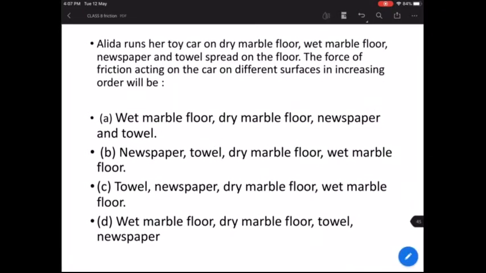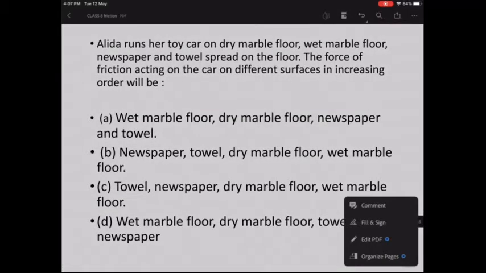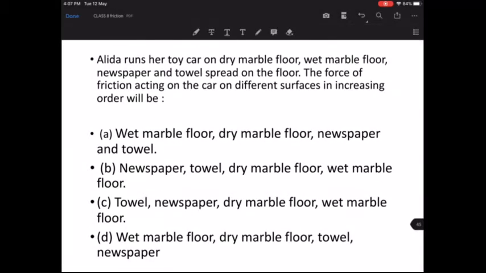Next, let's see this. Alida runs her toy car on a dry marble floor, wet marble floor, newspaper and towel spread on the floor. The force of friction acting on the car on different surfaces in increasing order will be. Now you have to write it in increasing order. Increasing means first should be the least one, then slightly more, then the largest one.